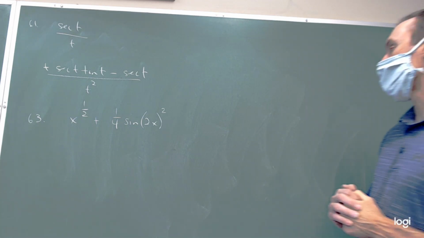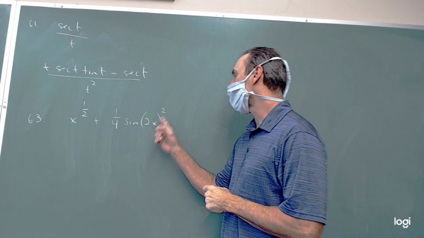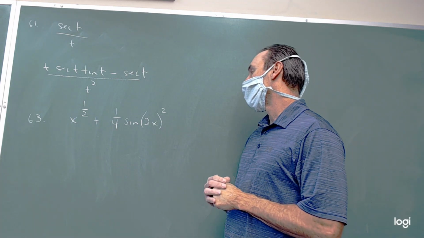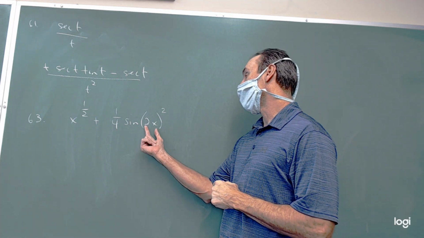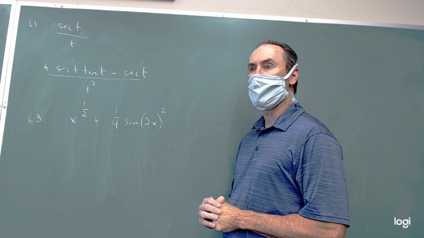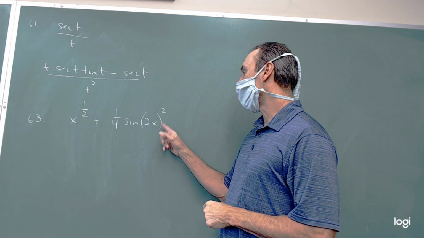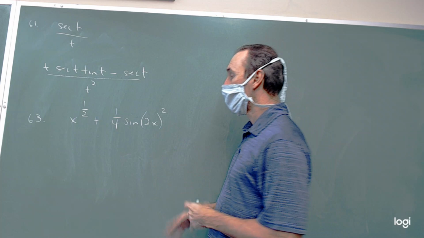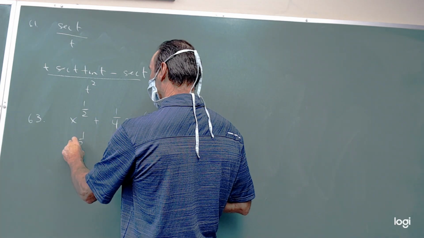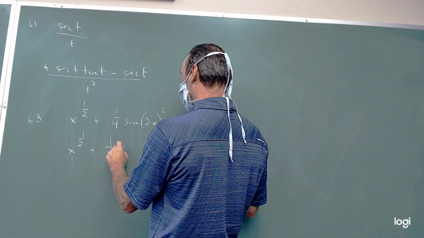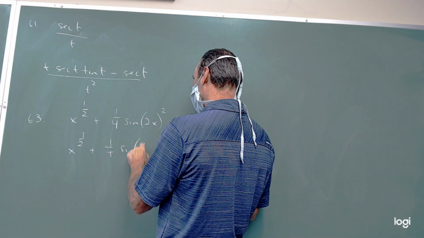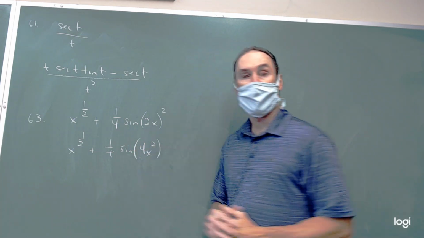That's an odd way to put that. Because now the question is, how do you interpret this 2x to the second? Because I think I would interpret that as being 4x squared. So I don't think this is very good notation. So I would interpret this as being 1/4 sine of 4x squared. Okay.